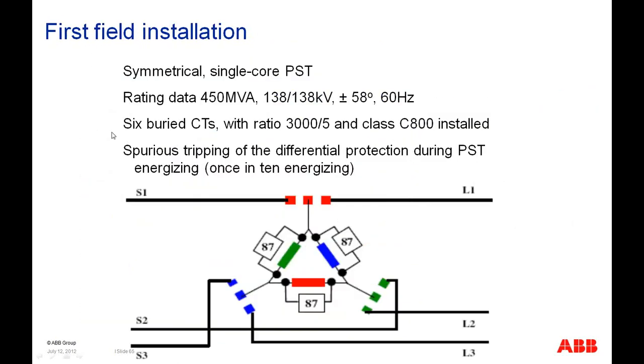This is where this comes into play. Here's a case of a phase shifting transformer, 450 MVA, 138 kV with a plus or minus 58-degree phase shift. There are 6 buried CTs in this kind of a design. We have buried CTs at each of these different points that you see here around the core, inside the tank, and we wound up getting some spurious tripping on the differential protection during the phase shifting transformer energization. Once every 10 times this would spuriously trip.